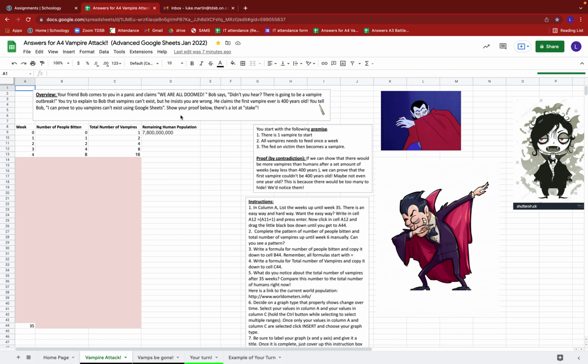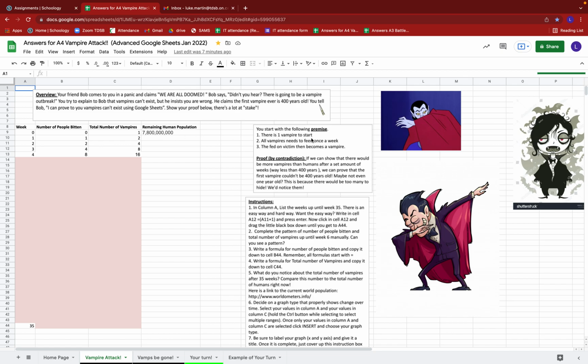So we're going to try to do a mathematical proof by contradiction, which means we're going to humor our friend Bob and say, you know what, let's pretend that there is one vampire. Well, what's going to happen if there is one vampire over time? If we can prove that something unbelievable happens because of that one vampire, then maybe we can help convince our friend Bob that it can't be true that there's one vampire. And that's what a proof by contradiction is. You kind of say, okay, let's say it were true. What would happen?